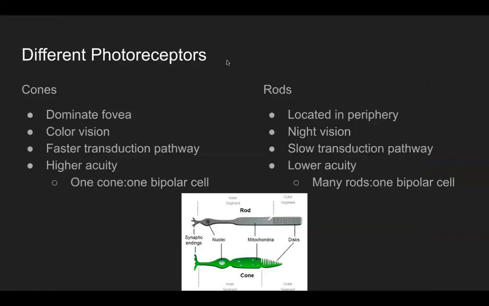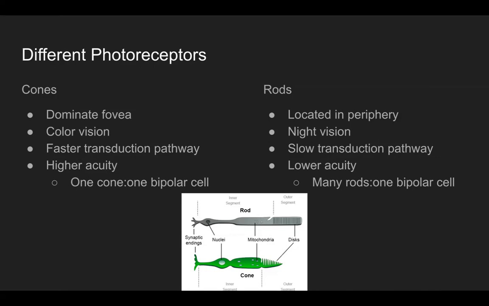So specifically looking at our two types of photoreceptors, we have the cones and the rods, which get their name based on their structure, as you can see here. And the cool thing about the cones is that they deal with color vision, where the rod is known for night vision. So it doesn't deal with color, only the cone deals with color. And therefore, the cone has higher acuity and a faster transduction pathway, because when we're seeing light, we have to be able to process that light information very quickly.